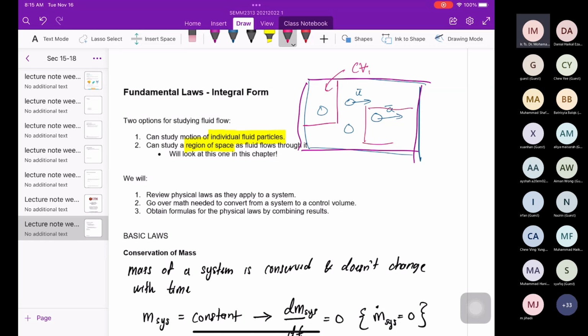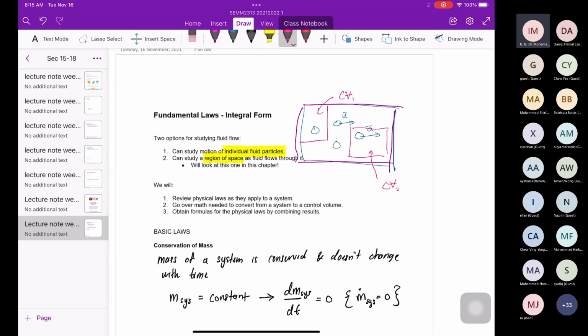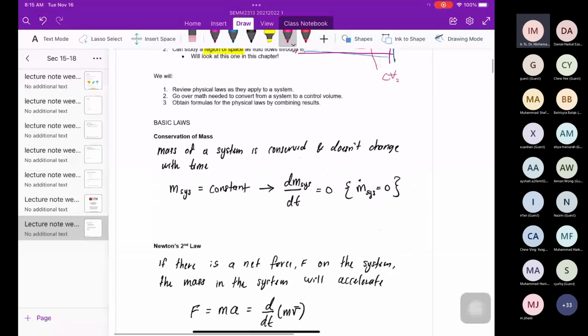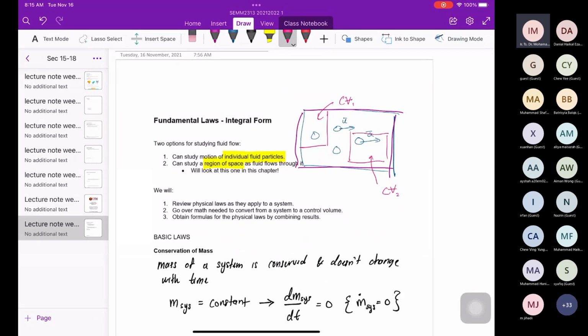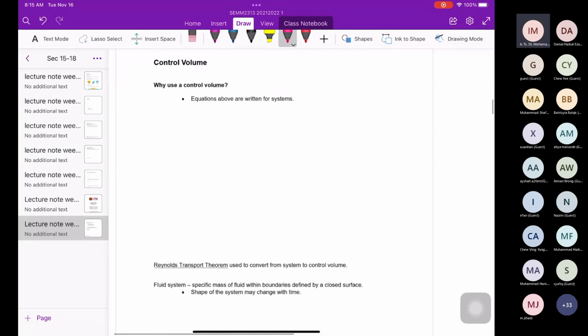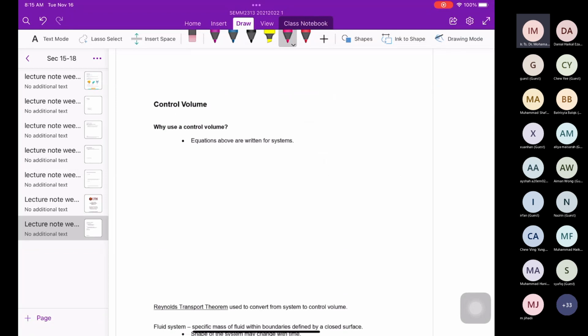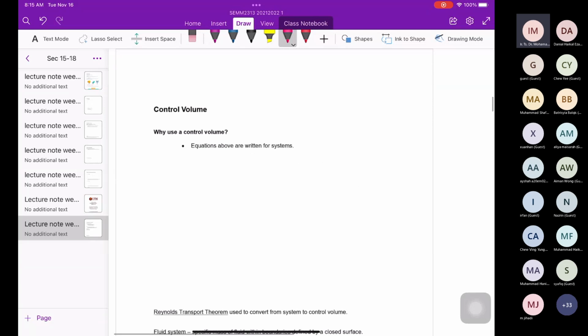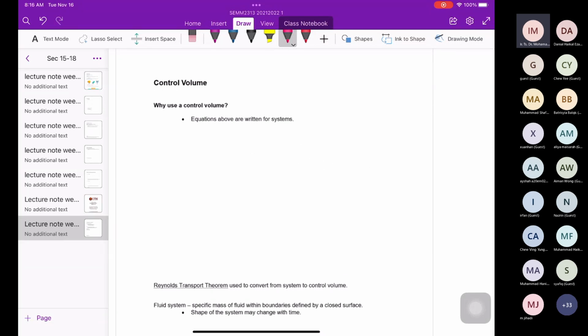For example, I want to investigate this location. This now becomes control volume 2. Alright. So we investigate part by part. By investigating part by part, we can understand the behavior of individual fluid particles as well as the fluid flow inside the region of space. So why do we use the control volume? As I mentioned before, we need to investigate in detail. So the equations above are written for the system. The first law of thermodynamics, Newton's second law, and the conservation of mass are written for the system.